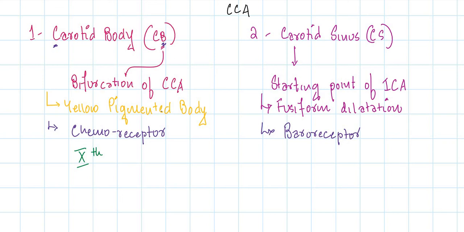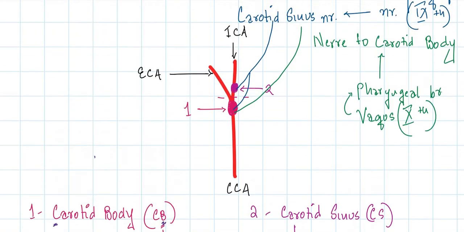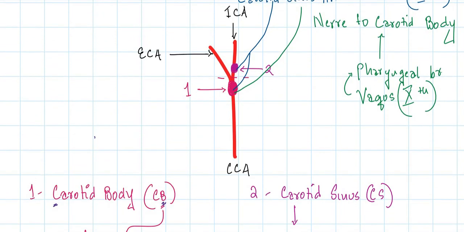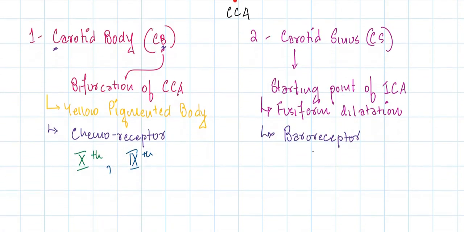Another important point is the 9th cranial nerve is also supplying the carotid body. However, the carotid sinus is supplied by only the 9th cranial nerve. But it is seen that sometimes the 10th cranial nerve, or the nerve to carotid body, also supplies the carotid sinus.